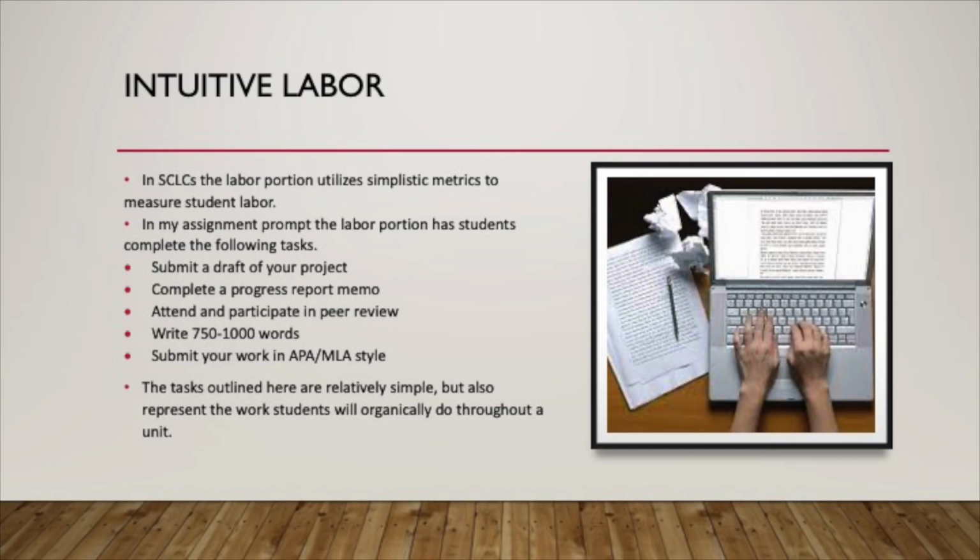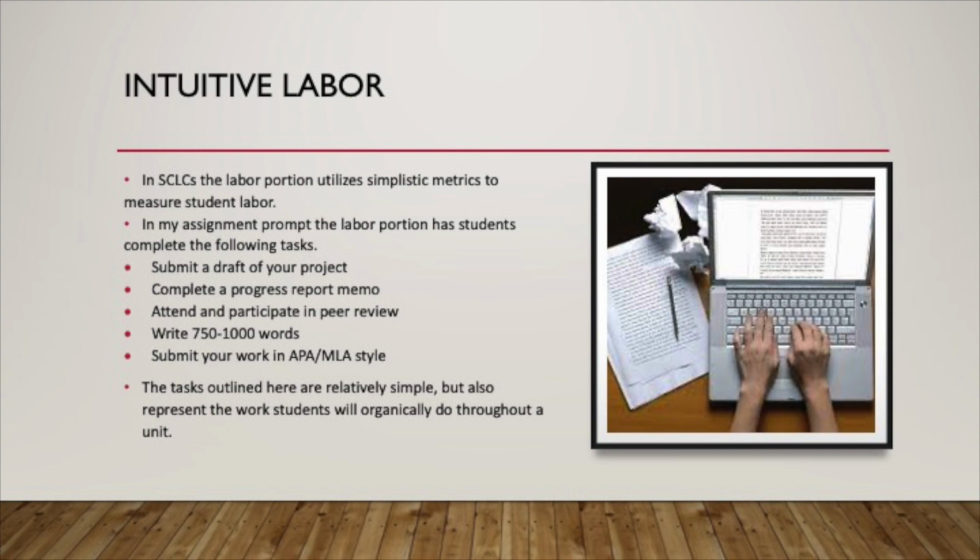In student-centric learning contracts, the labor portion utilizes simplistic metrics to measure student labor. For example, one project I teach frequently with first-year composition students is an academic memoir. In this project, I have students compose a narrative where they discuss their history with education and their hopes for our writing course. In this prompt, the labor portion has students complete the following tasks: submit a draft of your project, complete a progress report memo, attend and participate in peer review, write 750 to 1,000 words, and submit your work in APA or MLA style.